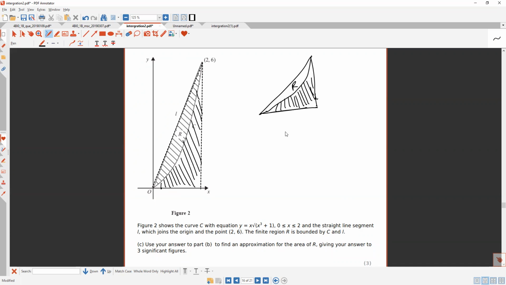Now, we know this is 2 and this is 6. So this is 6 and this is 2, right? So can I find the area of the triangle? Okay, half base into height. So that is going to be 6. And what is the area under the graph, by the way? Area under the graph we already found, no?